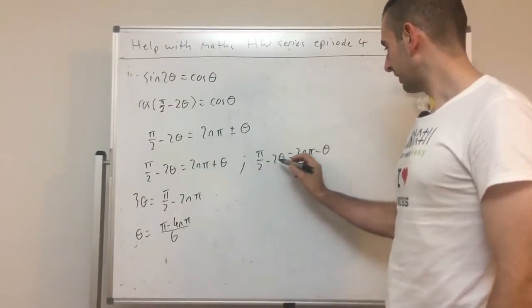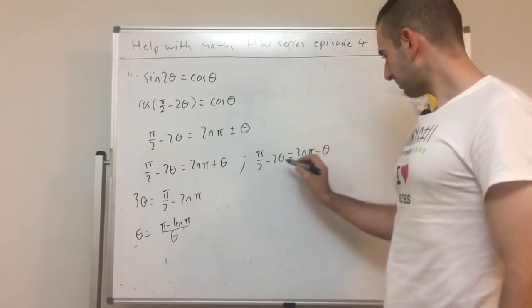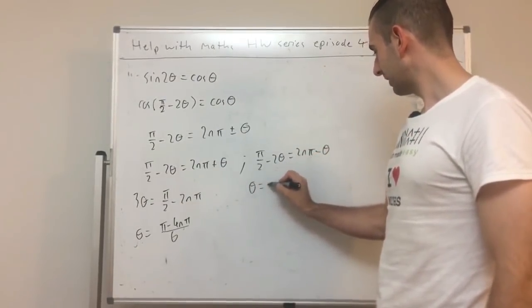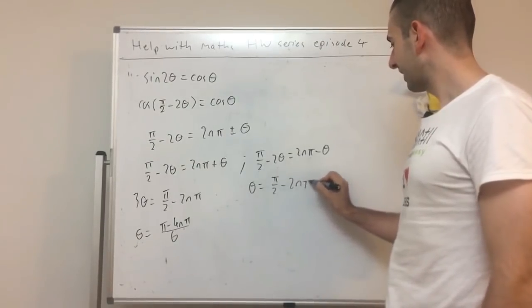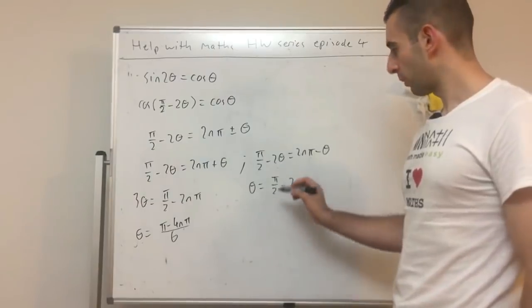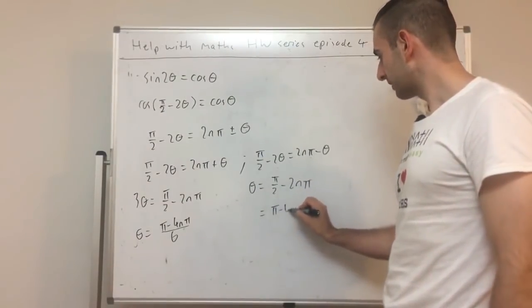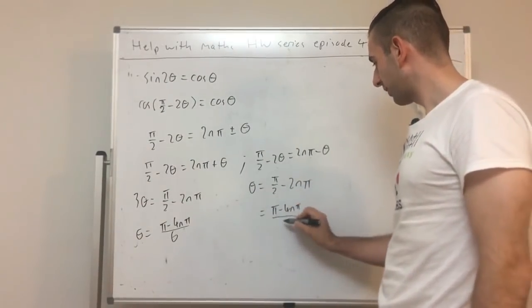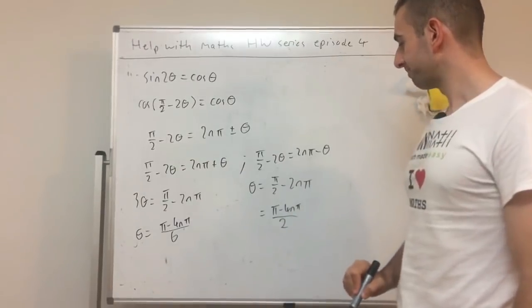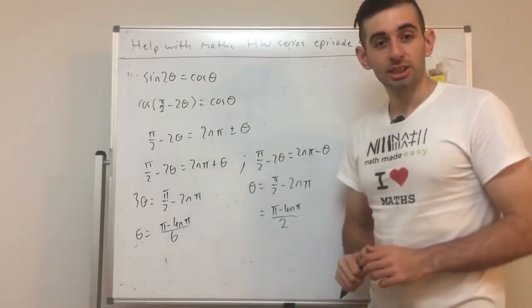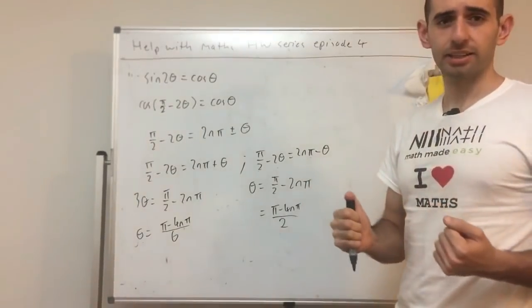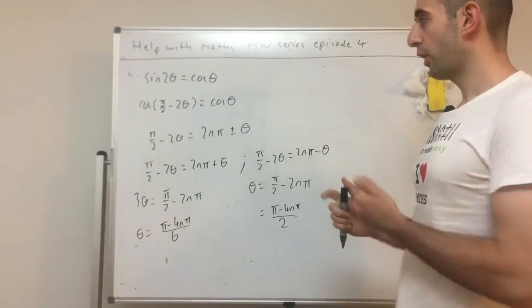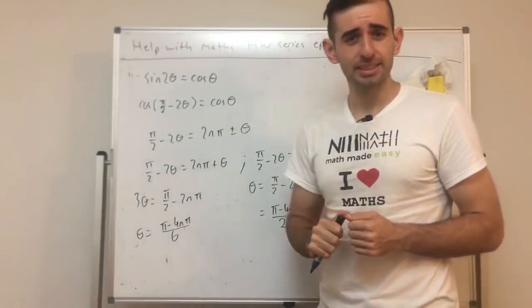Let's do the same over here. I take it over here. If we swap it, we get theta equals pi on 2 minus 2 and pi. Or if I want, I can write it as pi minus 4 and pi over 2. So again, that's just different ways to write theta, and then to get the values you just sub in n again. Alright, so I hope this makes dealing with general solution a little easier.